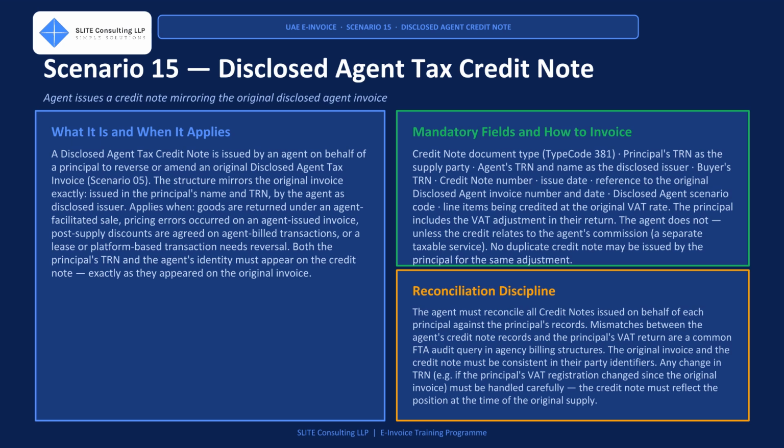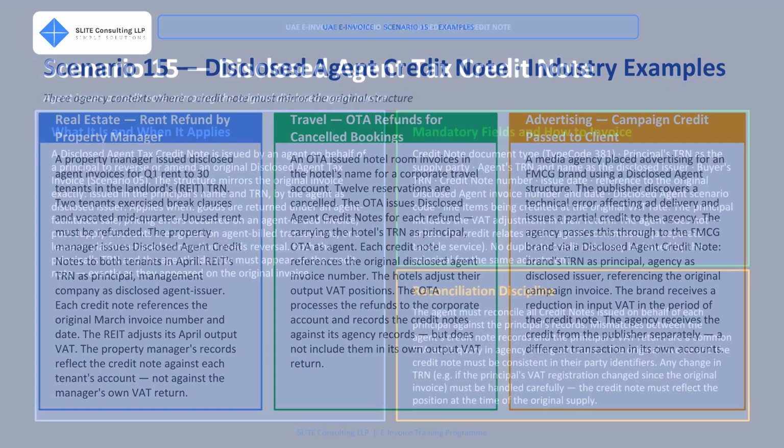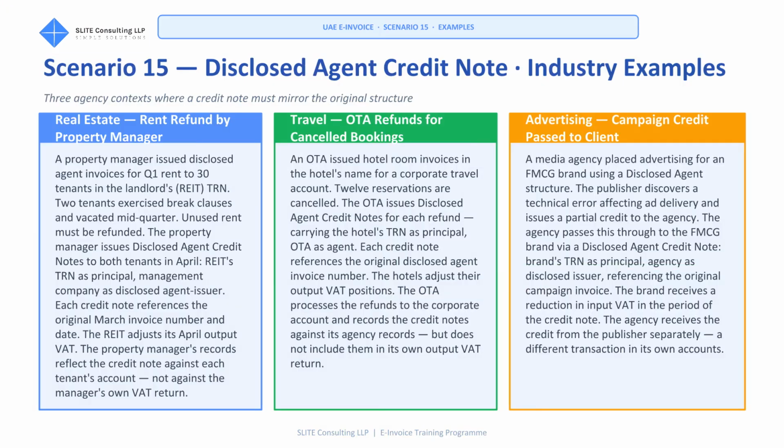And no duplicate credit note may be issued by the principal for the same adjustment. Reconciliation discipline matters. The agent must reconcile all credit notes issued on behalf of each principal against the principal's records. Mismatches between the agent's records and the principal's VAT return are a common FTA audit query in agency billing structures. Examples next. 3 agency contexts where a credit note must mirror the original structure.